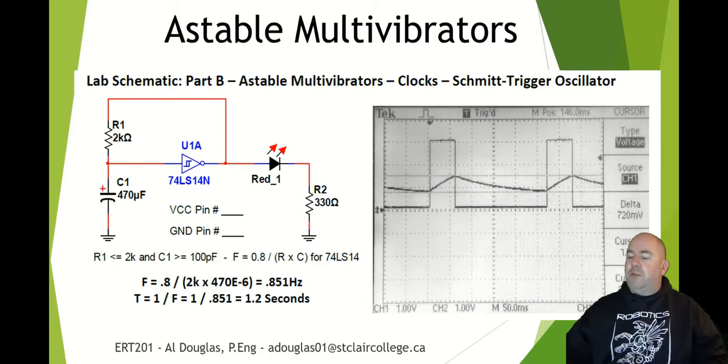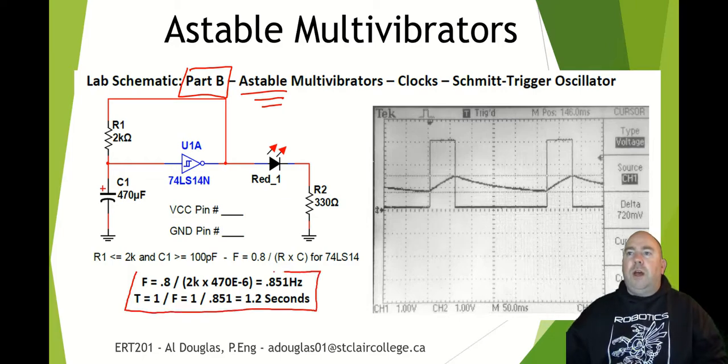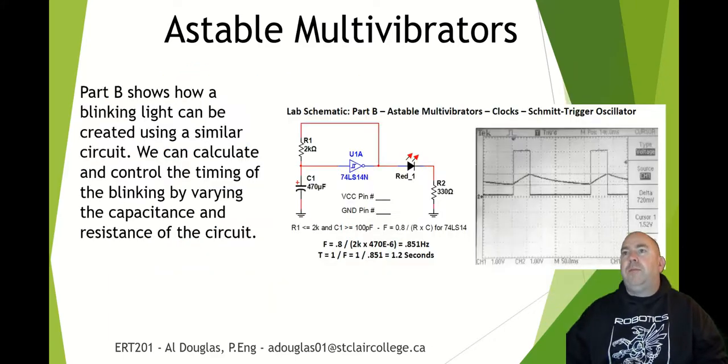Okay, so we did that one. That was part A. We're now going to look at part B. So this one is the monostable. Sorry, the astable multivibrator. This is our general flashing circuit. So we're going to wire it up like this. There is a formula you can use to calculate, depending on the capacitance and resistance and the switching voltage, the rate that this will flash at.